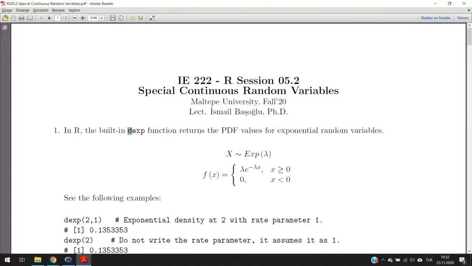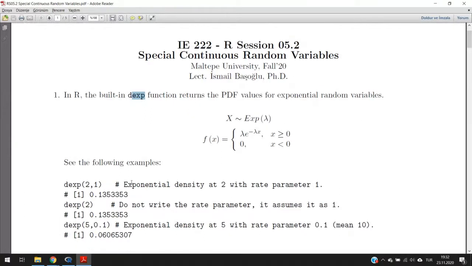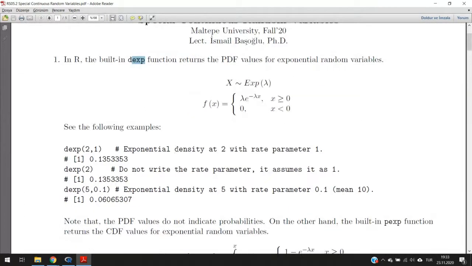Okay, so D stands for density, and exp is the first three letters of the exponential distribution. For example, if I want to calculate the exponential probability density function at 2 with rate parameter 1, then I can simply write dexp of 2 with rate parameter 1. So the first argument is the input of this function, which is x. This first argument here is the x value, and the second argument is the rate parameter lambda.